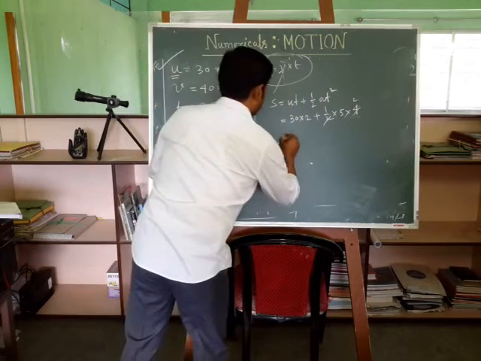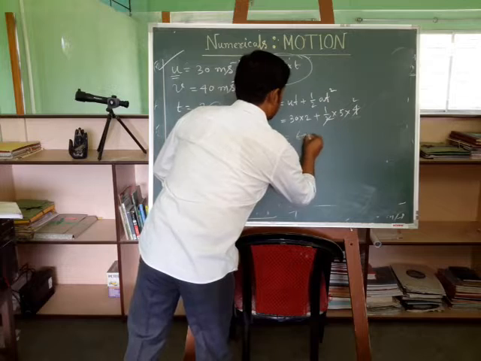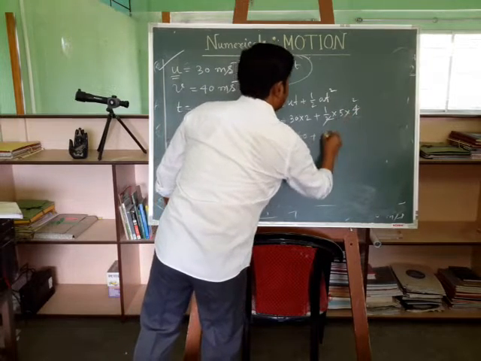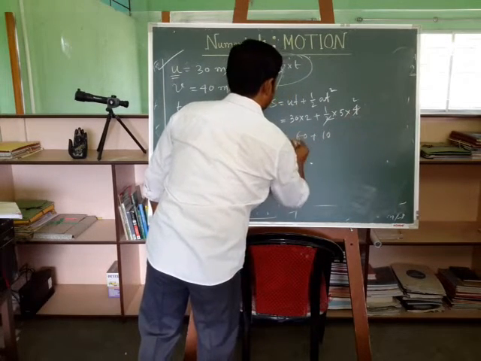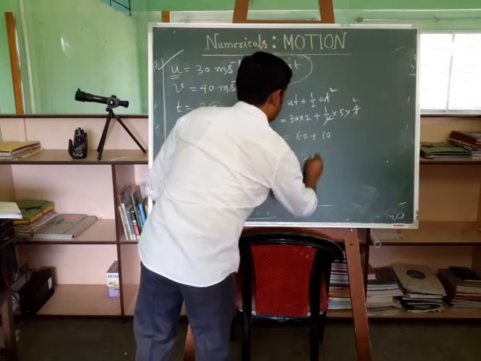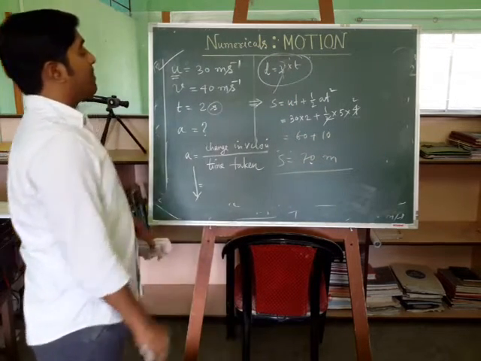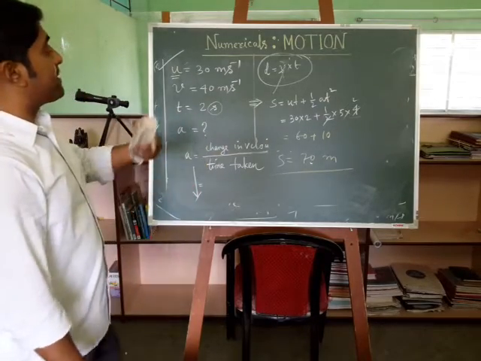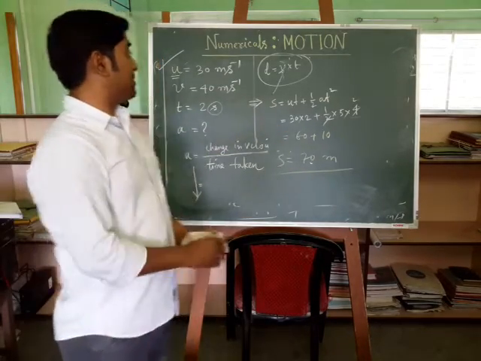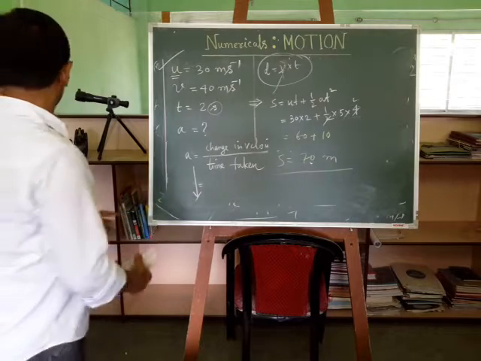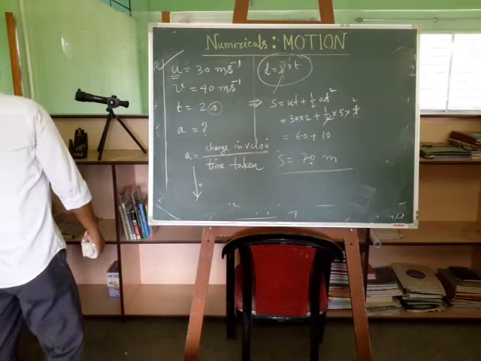So this will be 60 plus 10, isn't it? So that will be 70. But what is the unit? That's in meter. So in that 2 seconds you have traveled 70 meter. Okay. Now next problem, let us see some interesting next problem.